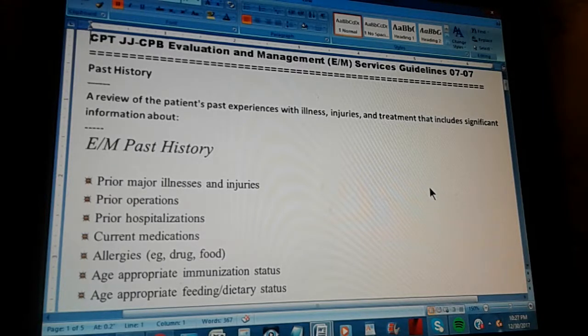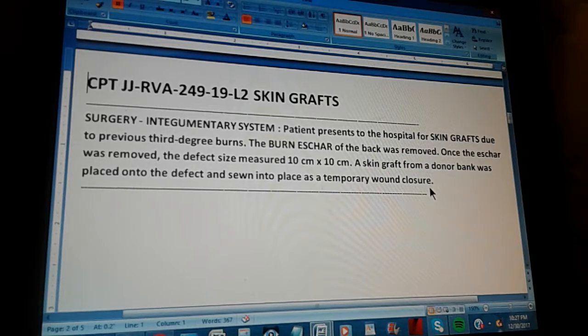Now let's do a problem. Ready, set, go. Okay, this is our problem. CPT JJ-RVA, page 249, exercise 19, and this is a level 2, which is a little difficult, and the main words are skin grafts. The text reads like this: Surgery and integumentary system. Patient presents to the hospital for skin grafts due to previous third-degree burns.